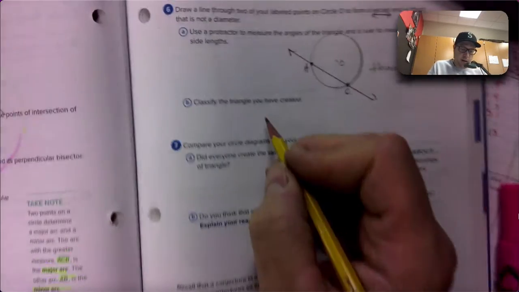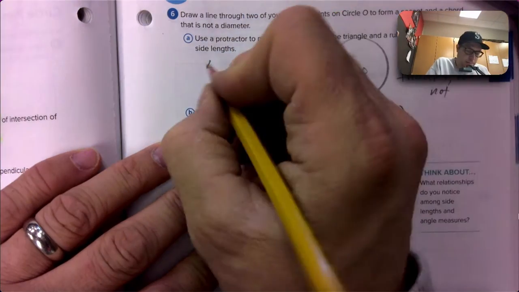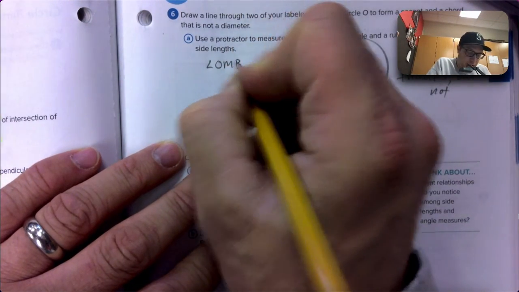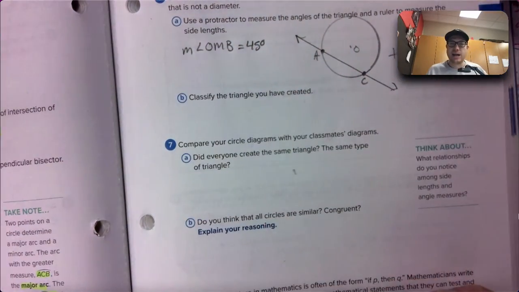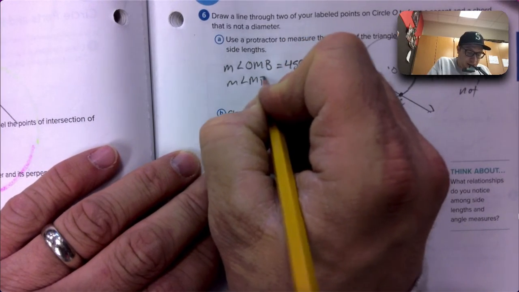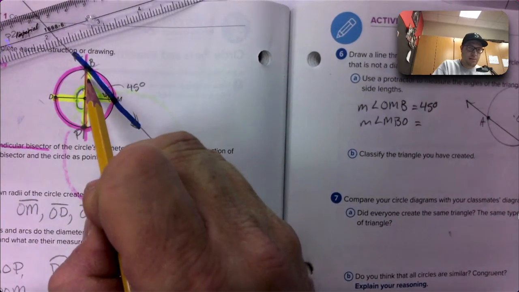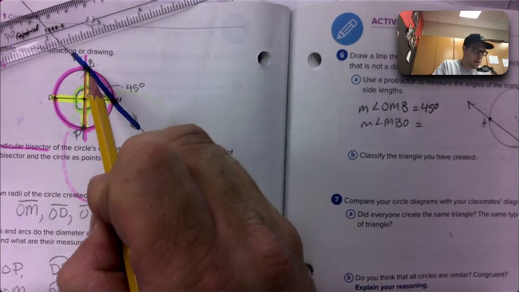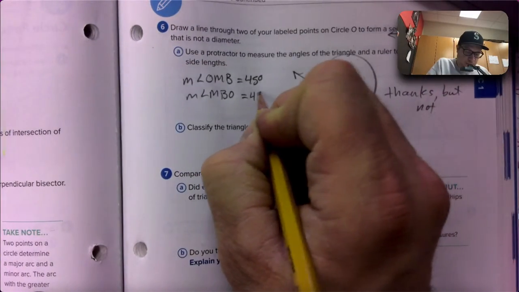And I'm going to put that over here as an angle. I guess since M is the middle, it'd be OMB. The measure of the angle is 45 degrees. Do you want to take a guess as to what the measure of angle MBO is? Hint, that's MBO, M to B to O, that's that angle. It's also 45 degrees.